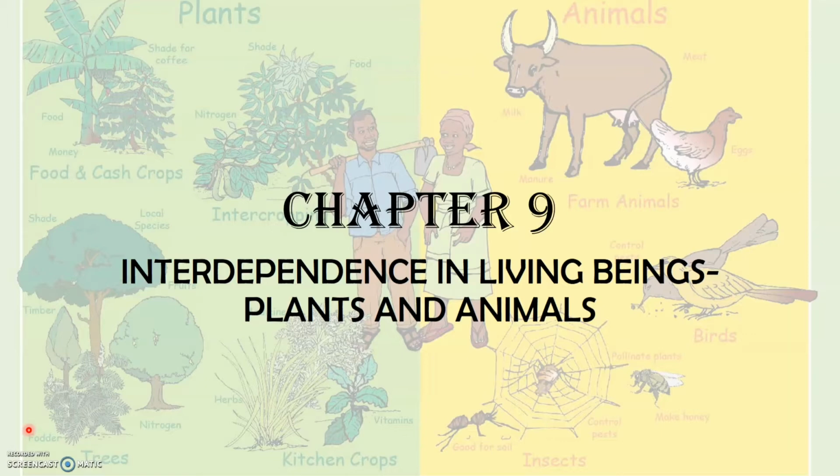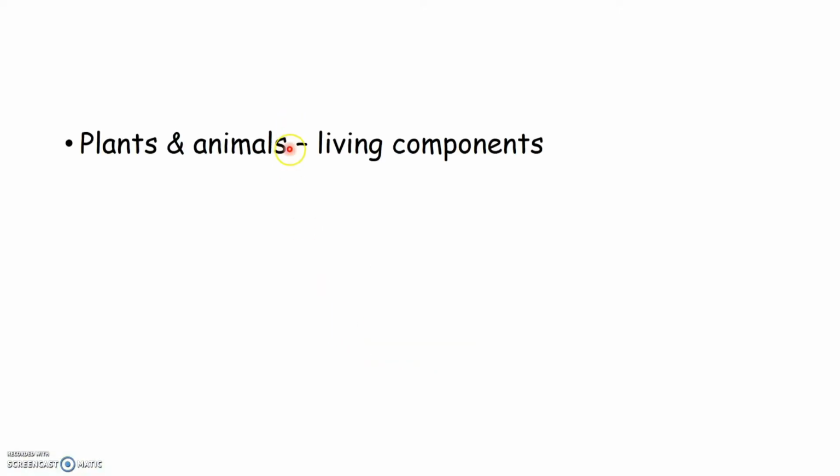In today's class, we are going to begin with the new chapter, that is your 9th chapter, Interdependence in Living Beings, Plants and Animals. Now, can you think of some of the living components that are present in the environment around you? Yes, we know that plants and animals are the living components that are present in the environment around us.